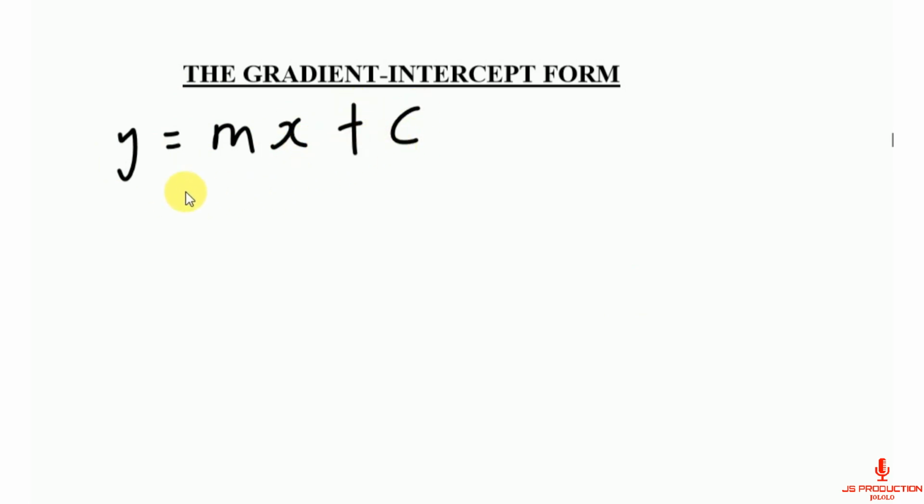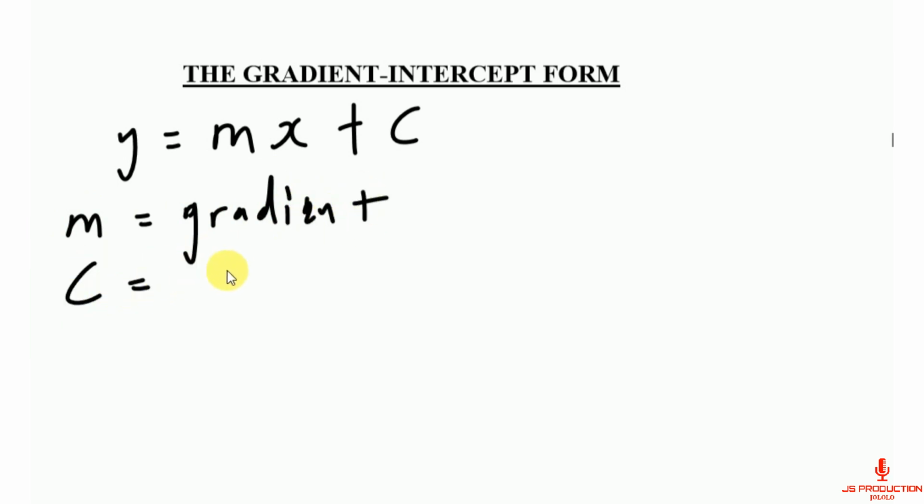From this equation, what we know is that m represents the gradient, and c represents the y-intercept. We have said that the y-intercept is the y-coordinate at the point where the line cuts the y-axis. So m represents the gradient and c represents the y-intercept.